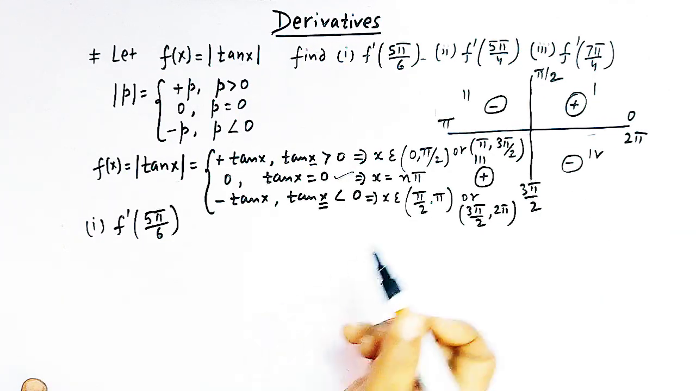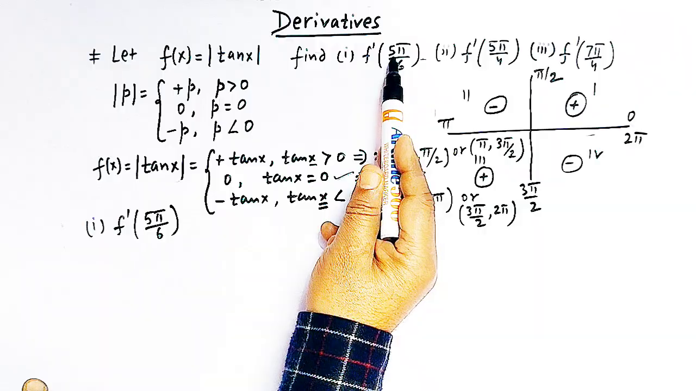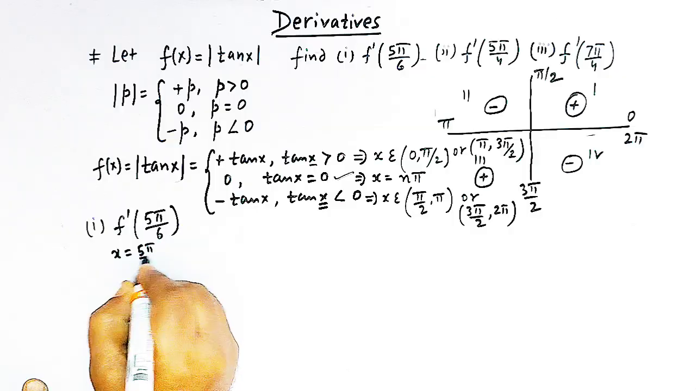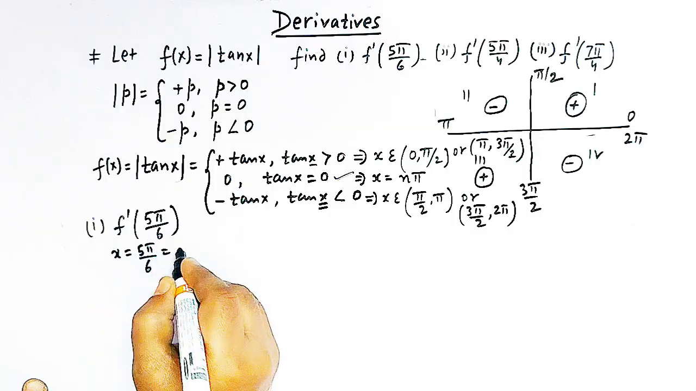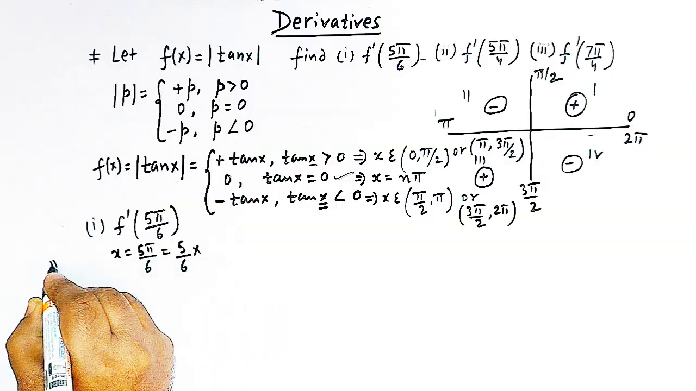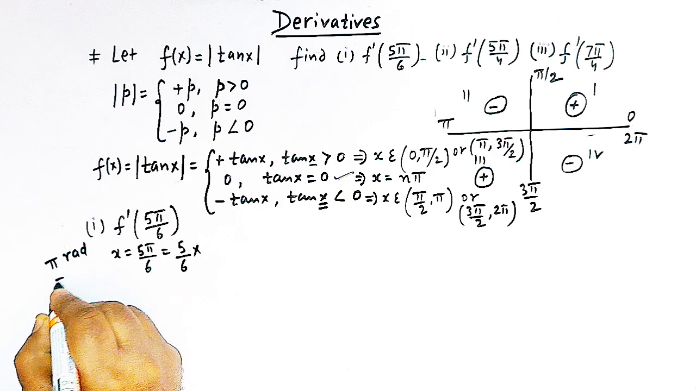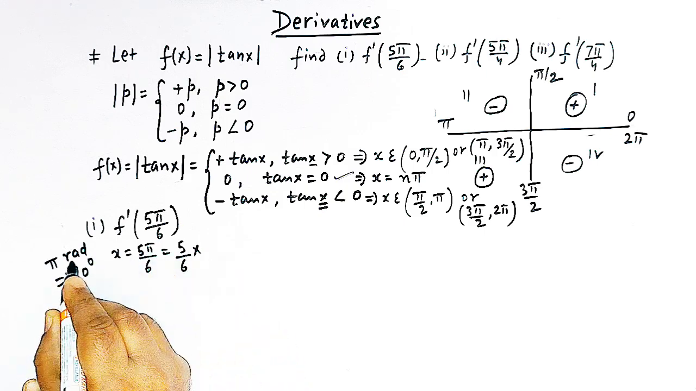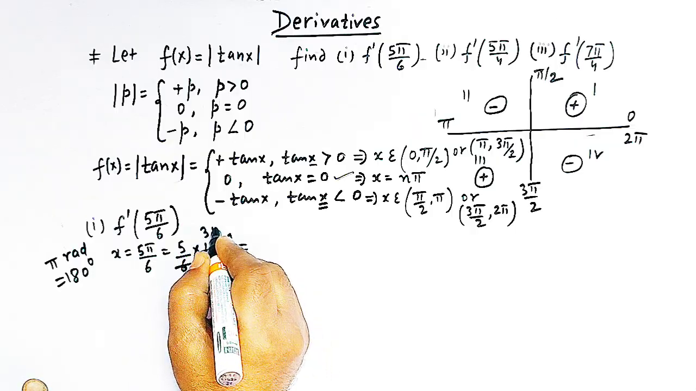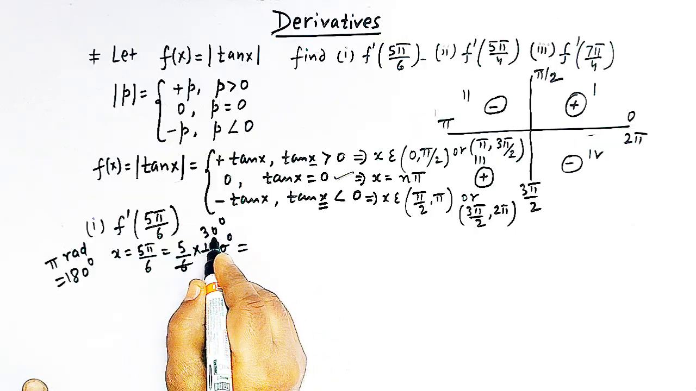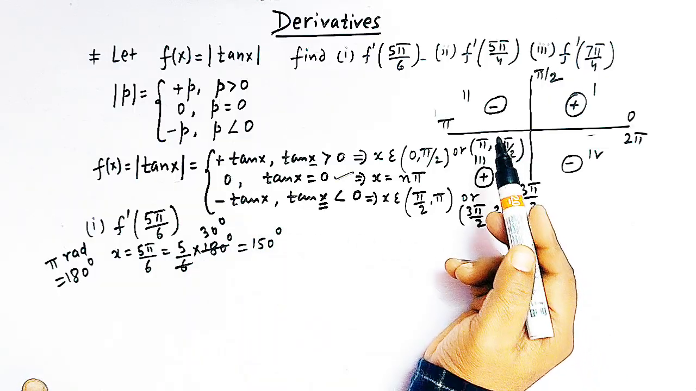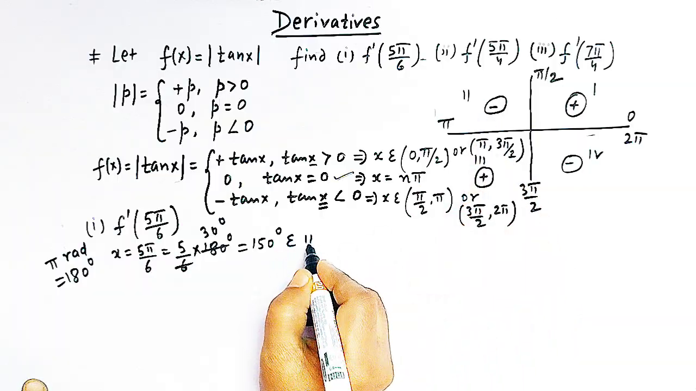So now let us find the value of f prime of 5 pi by 6. Here the value of x is 5 pi over 6, and if we convert this angle into degrees, we know that pi radians is equal to 180 degrees. So here we have 6 times 30. So this is 5 times 30, that is 150 degrees. And 150 degrees lies in the second quadrant, right?